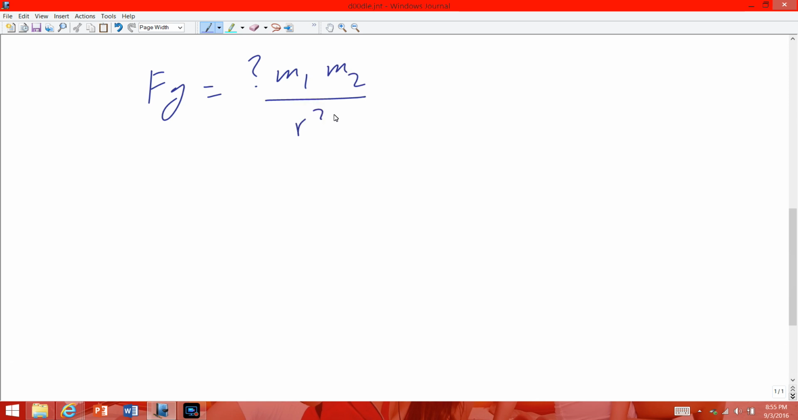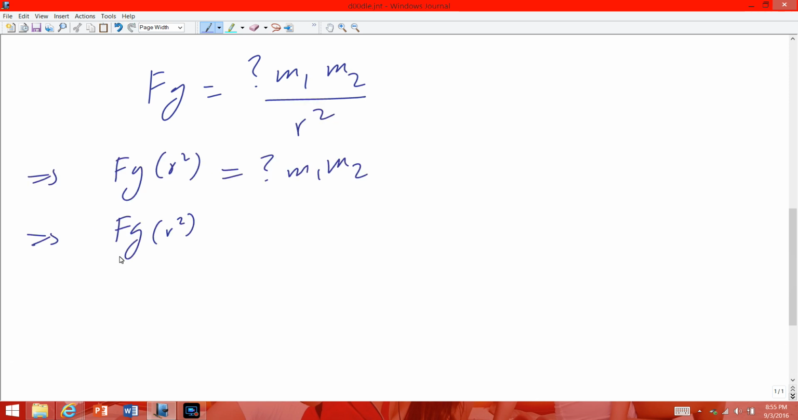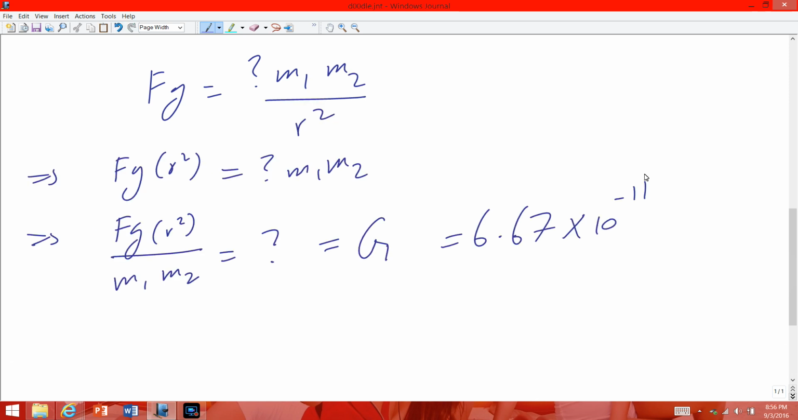So how do we find this missing value? By using the known formula, Fg equals G times m1 times m2 over r squared, we can then find the missing variable. Concluding this experiment, we have now found the gravitational constant, 6.67 times 10 to the power of negative 11.